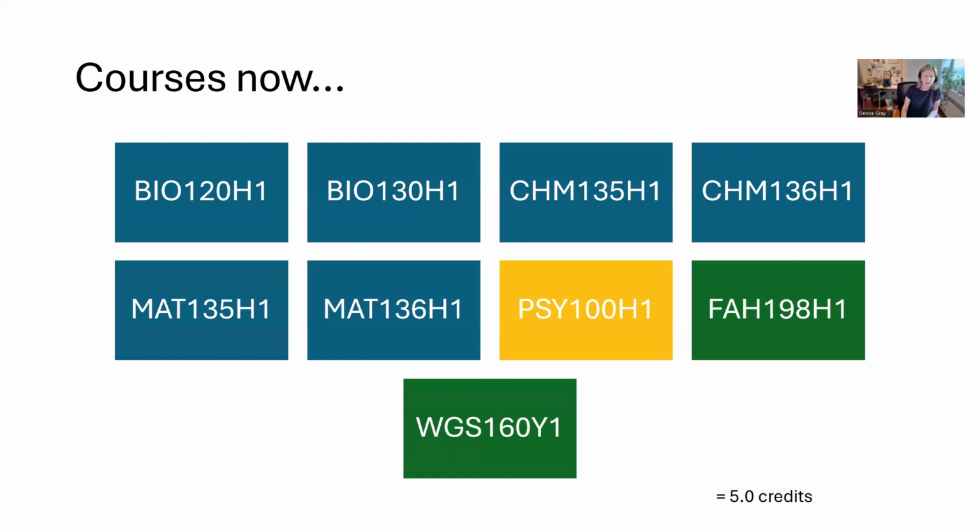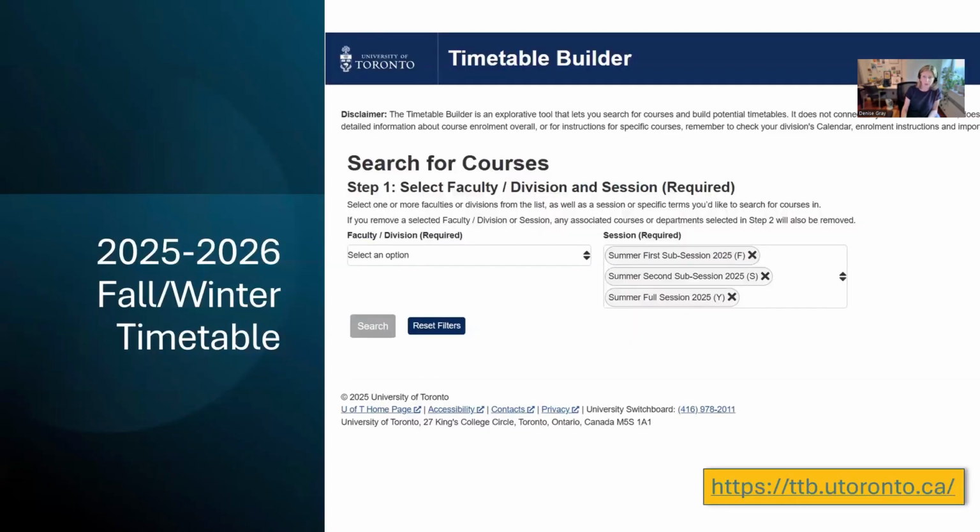Okay, so now I have my core courses that are in blue. I have Psych 100, which may be a program I might want to pursue, or it may be just an elective. I haven't decided yet, which is why I made it in a different color. And then my 2 breadth requirement courses, Fine Art History and Women and Gender Studies. Okay, so now I have selected my 5 credits worth of courses. Now I need to go into the timetable builder and actually build my schedule.